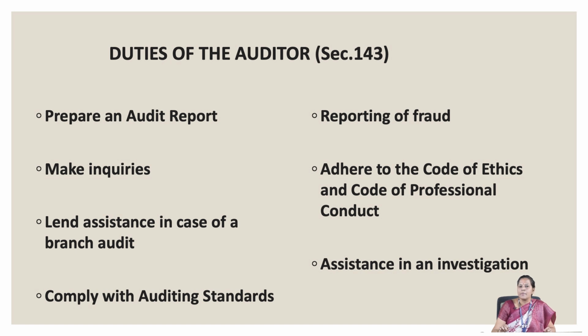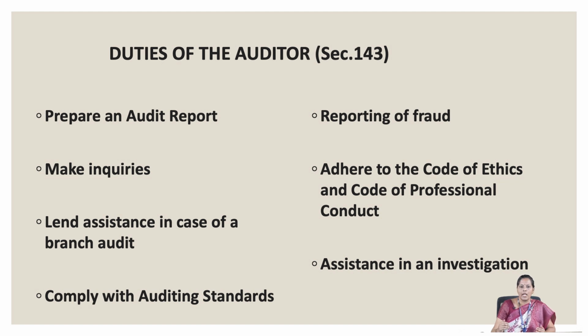And sometimes auditors would be appointed not as the company auditor but as a branch auditor. When an auditor is appointed as the branch auditor, they should lend support to the company auditor. This branch auditor should scrutinize the financial records of the branches for which they have been appointed, and they have to give their report to the company auditor, because the company auditor would be preparing the audit report for the company based on the inputs he or she gets from the branch auditor.